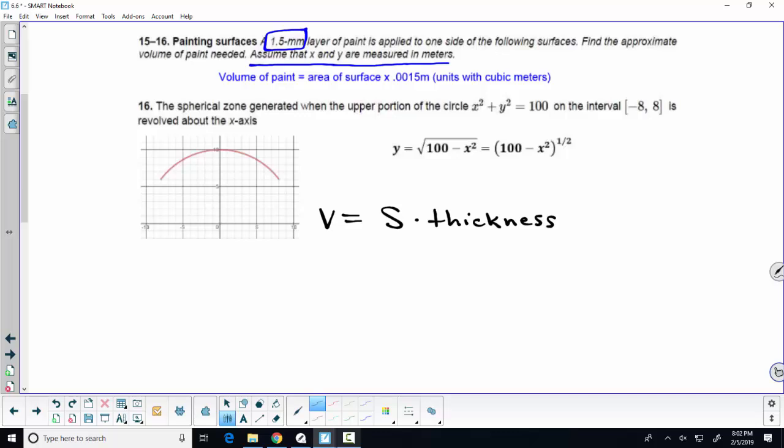Anyhow, volume, surface area times thickness. So we need to find the surface area of this curve generated from -8 to 8. And so I'll just mention that. And surface area, you should come up with 320 pi.